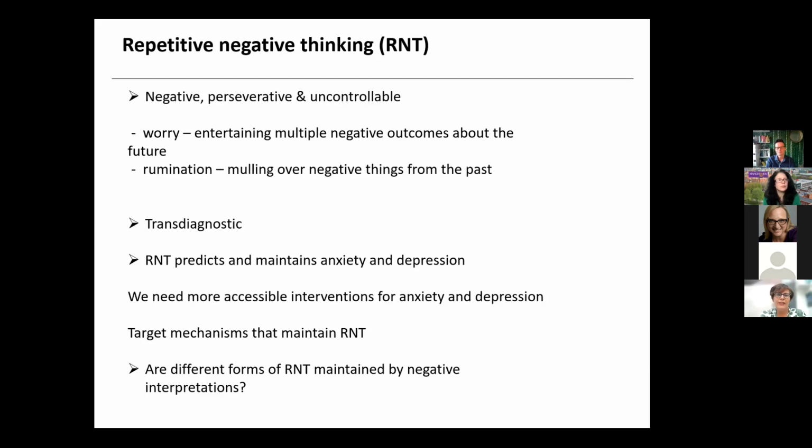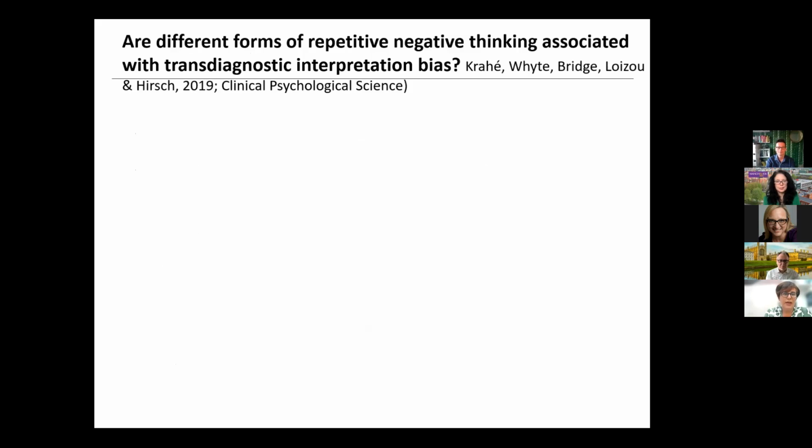And repetitive negative thinking, or RNT, really does predict and maintain anxiety and depression. Now, given that we really need more accessible interventions for anxiety and depression, then targeting RNT seems to make sense. But what we need to know is whether the mechanisms that maintain RNT are transdiagnostic themselves. So that's the first question that we wanted to address. Okay, so are different forms of repetitive negative thinking associated with transdiagnostic interpretation bias? And this was led by Charlotte Krahe.